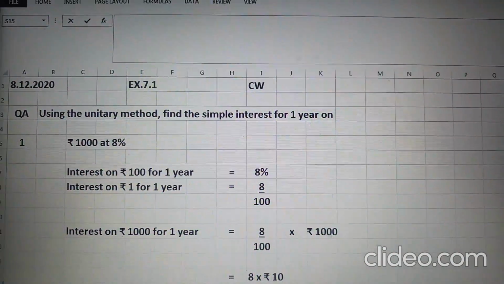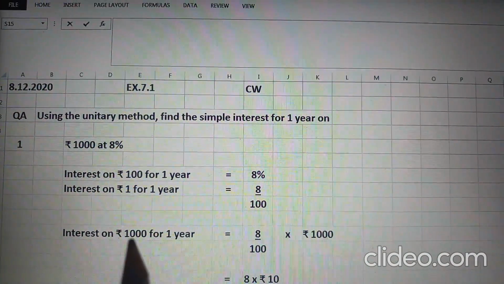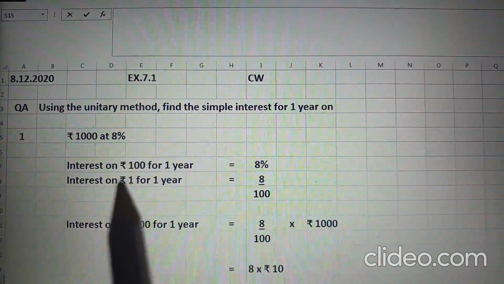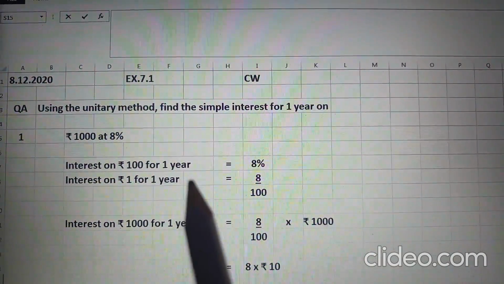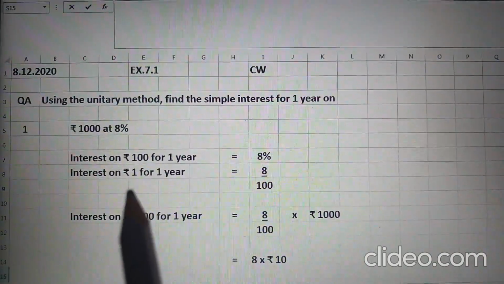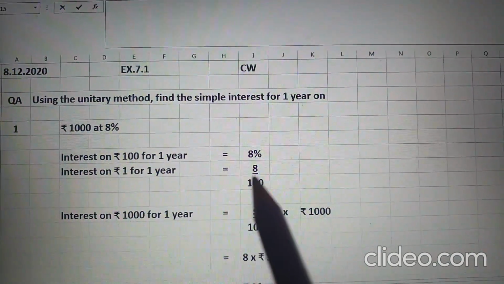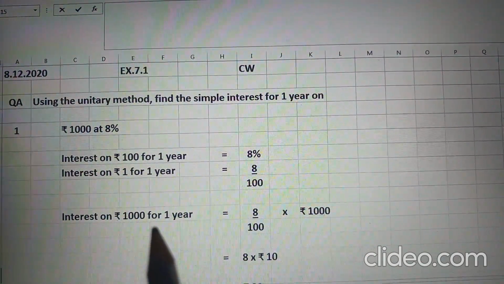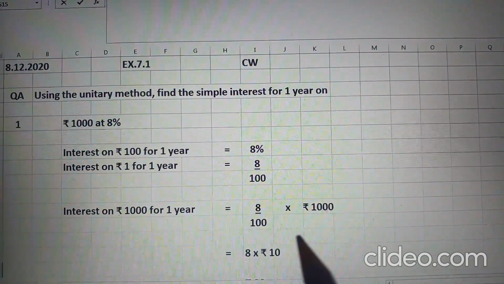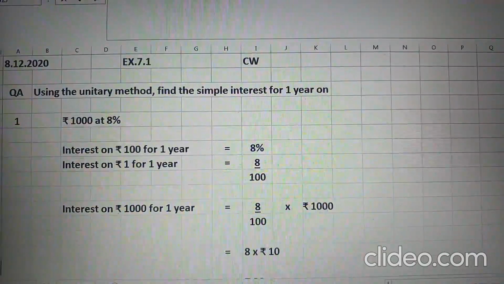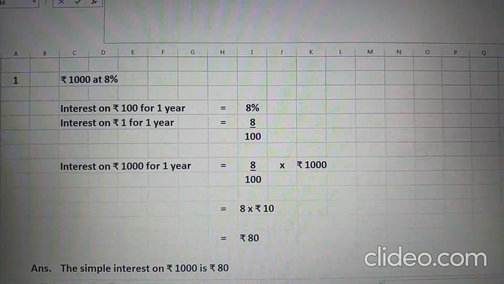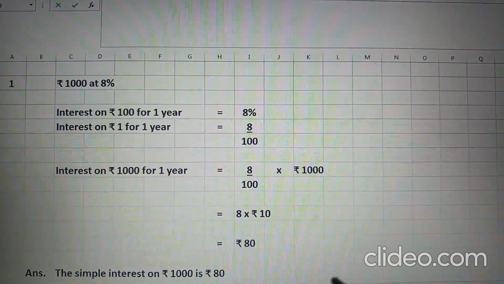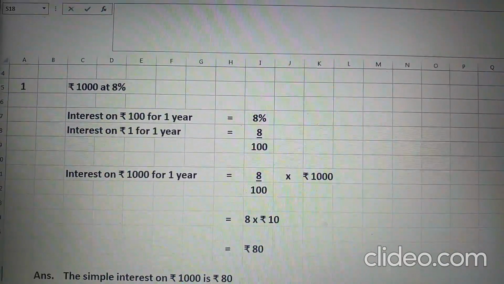So first of all, we will find interest on ₹100, then on ₹1, then on ₹1000. So let's do. Interest on ₹100 for 1 year is 8%. Interest on ₹1 for 1 year is 8 upon 100. Therefore, interest on ₹1000 for 1 year is 8 upon 100 into ₹1000. When we cancel, we get ₹80. Therefore, the simple interest on ₹1000 is ₹80.